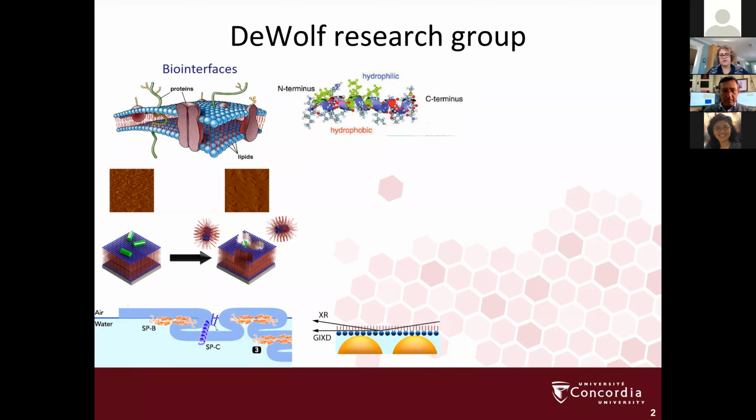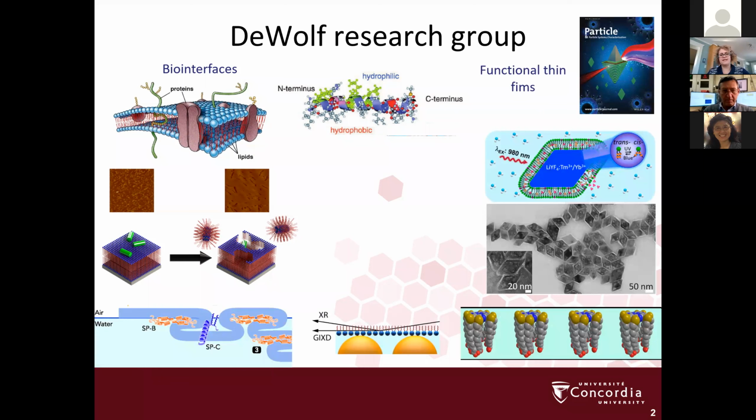The other side of my group basically tries to take these properties and then apply them to design functional thin films, and in particular using lipids to create biocompatible coatings. But I'm not going to talk about that today. They are, of course, related because they're all based on lipid structure-function relationships.